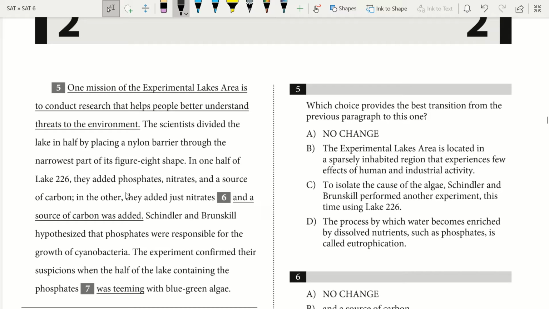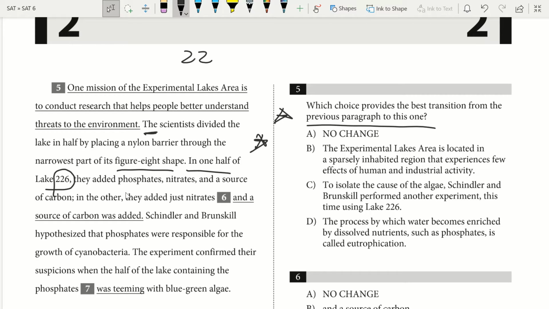Question 5. Which choice provides the best transition from the previous paragraph to this one? Well, in order to do that, we need to know what our paragraph is saying in our next one. So we're going to start here. We have the scientists divided the lake in half by placing a nylon barrier through the narrowest part of its figure 8 shape. In one half of Lake 226, well, that's a giveaway.